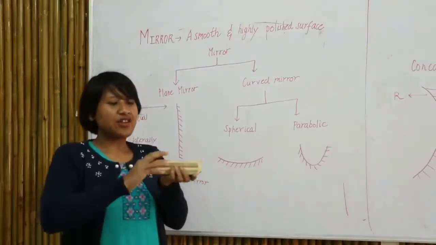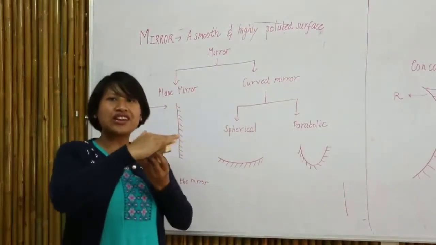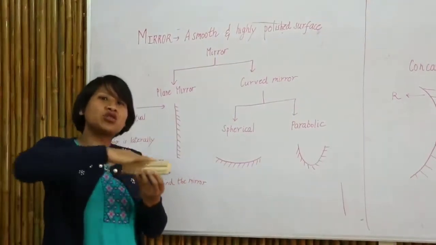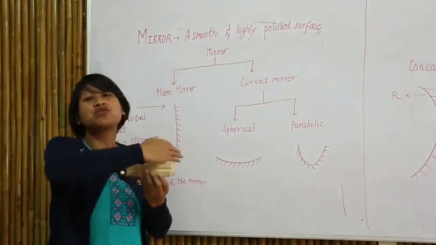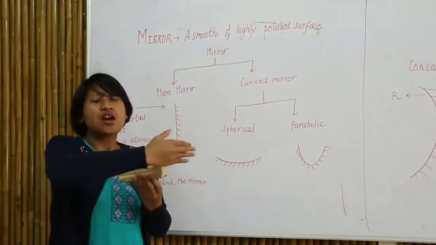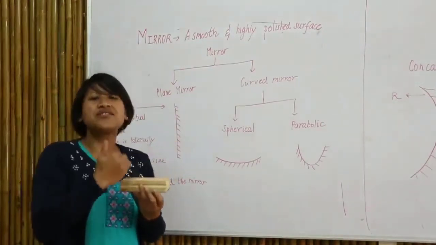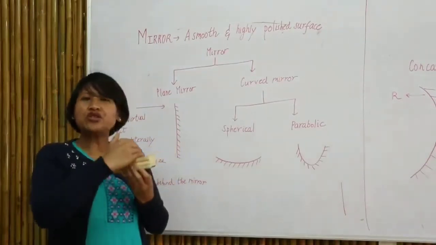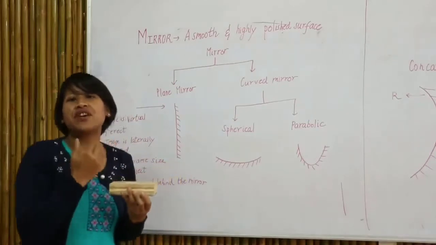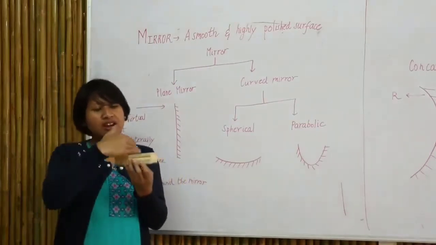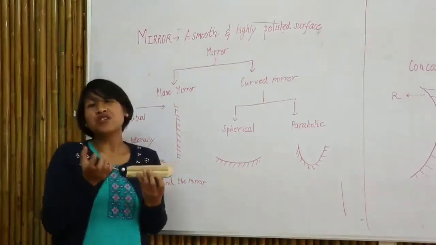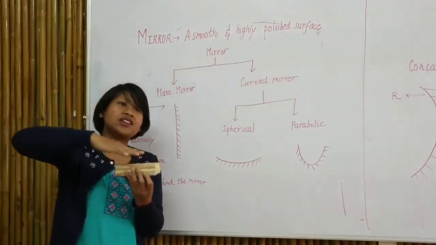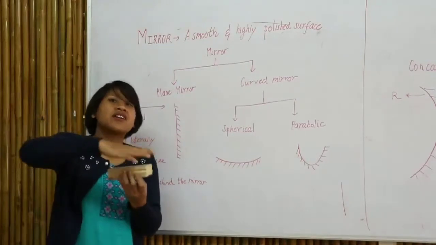Then on one side of the glass, it is coated by compounds of silver. Why do we use silver? Because silver is the best reflector of light. We cannot use just silver because silver is very costly. So it is coated with compounds of silver, and then over it, it is coated by red lead oxide.